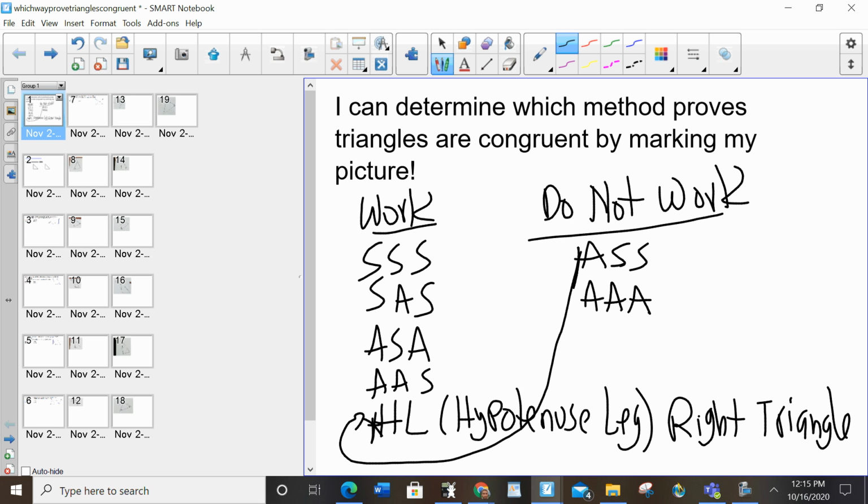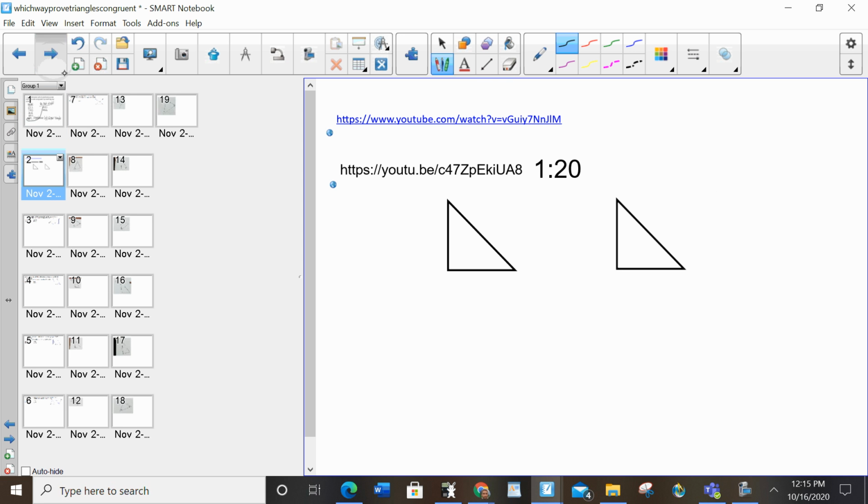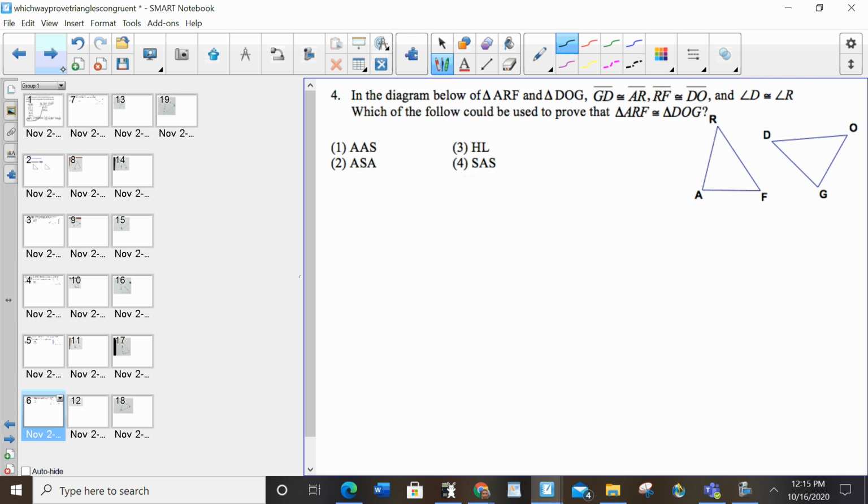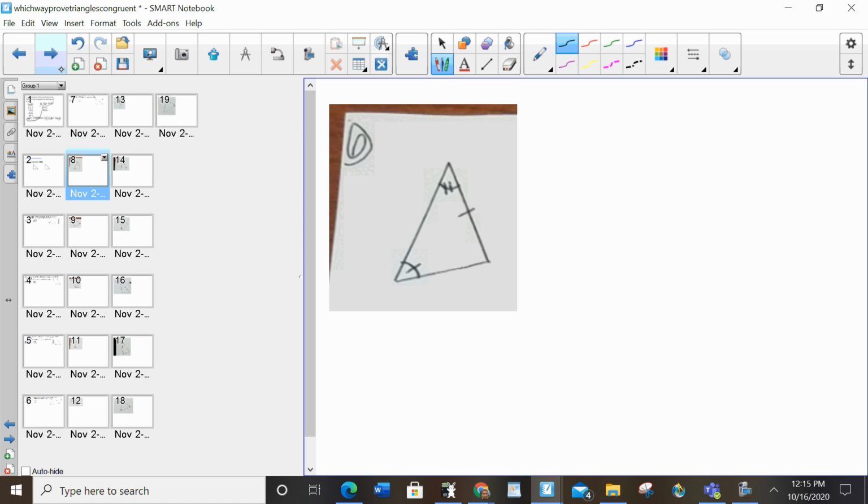However, SSA does work if it's a right triangle, but the reason is not going to be ASS, it's going to be HL. What am I talking about? So we're going to skip ahead to the back of the sheet. We're going to skip ahead to number 6.